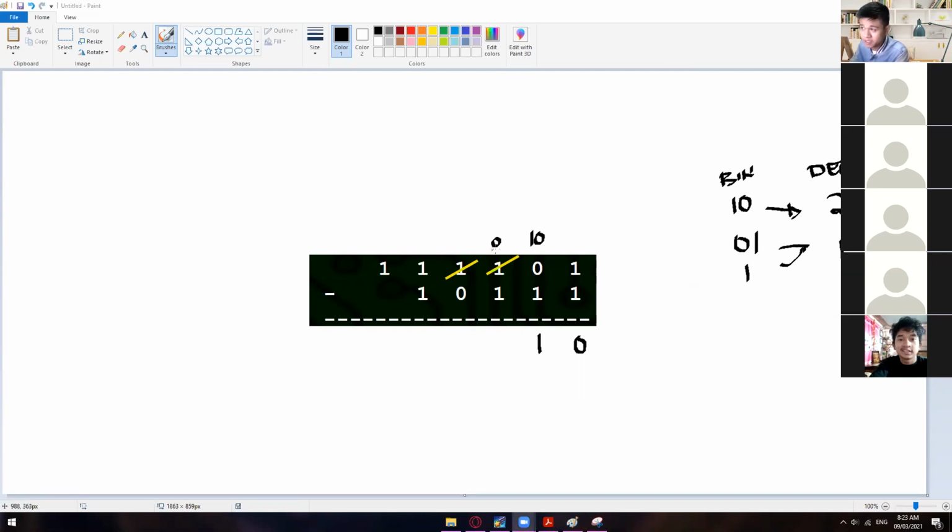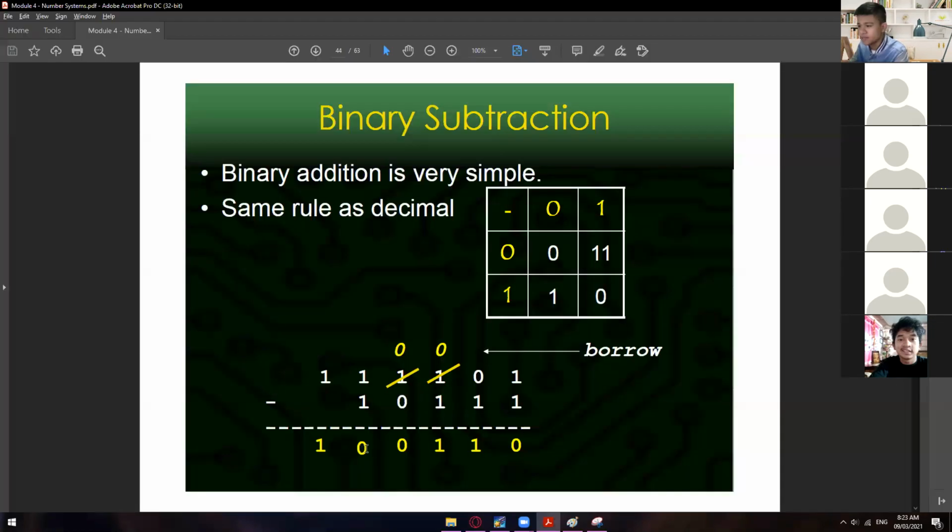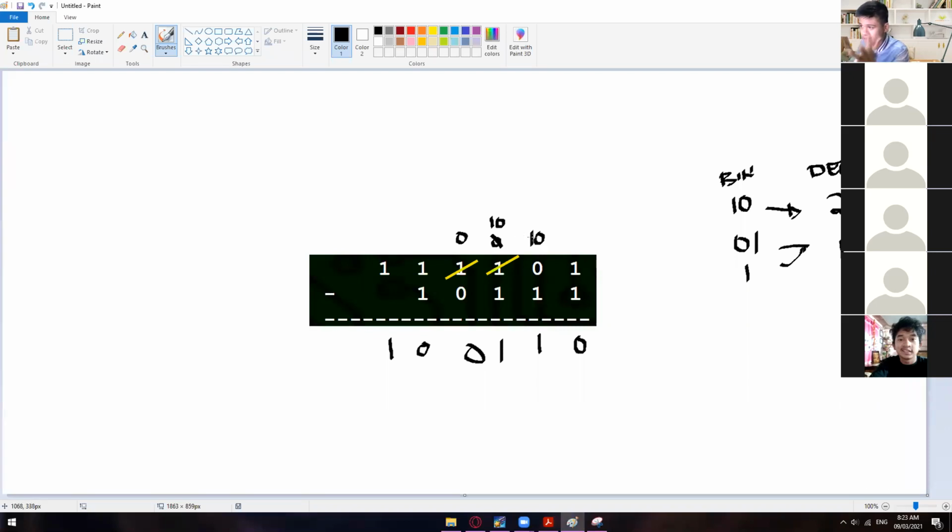And then again, we have here 0 minus 1 cannot be, so we have to borrow from your neighbor. So this 1 will become 0, 0 will become 10. 10 minus 1 is 1. 0 minus 0 is 0. 1 minus 1 is 0. And 1 minus 0 is 1. So we have here 10, 0, 1, 10. All right? So that's how we compute a binary subtraction. Okay? So the only tricky part here is this 10 right here, and then 10 minus 1 is 1.